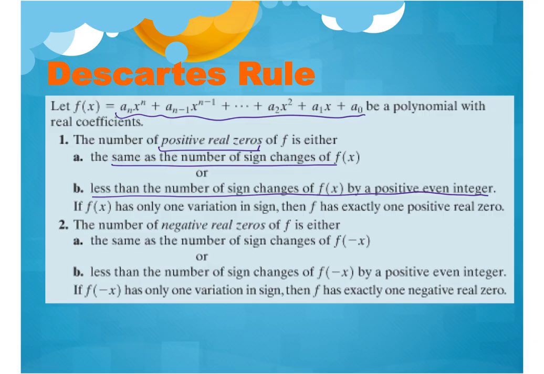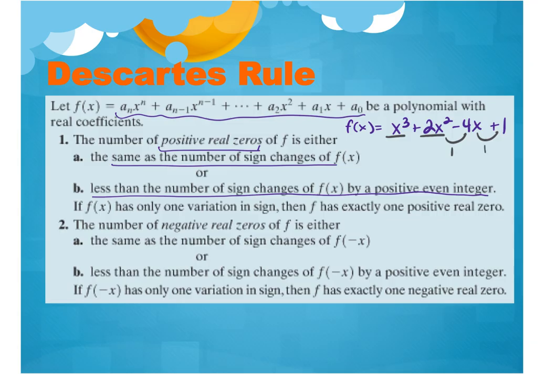So what this means is if I have a polynomial, let's say f of x equals x to the third plus 2x squared minus 4x plus 1. Then to find the number of positive real zeros, I'm going to count how many sign changes I have. It goes from positive to positive, changes to negative, so that's one sign change. And then it changes back to positive, so it's another sign change.